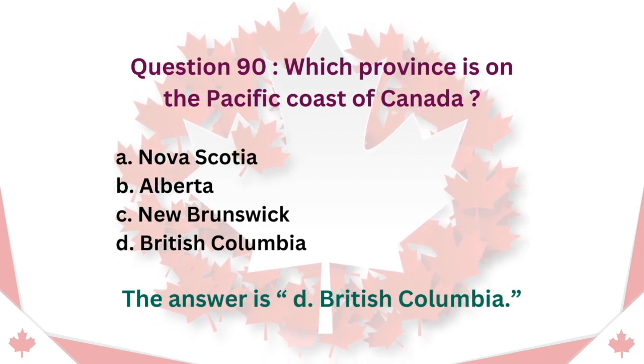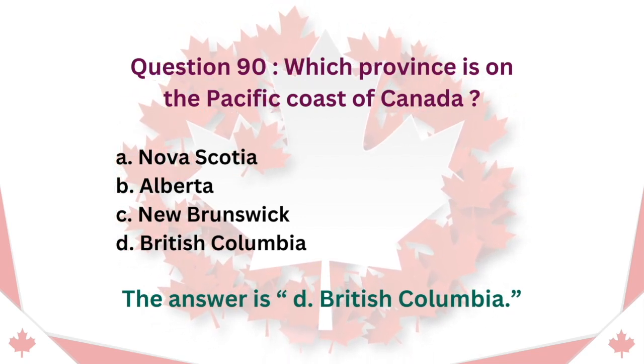Question 90. Which province is on the Pacific coast of Canada? A. Nova Scotia. B. Alberta. C. New Brunswick. D. British Columbia. The answer is D. British Columbia.